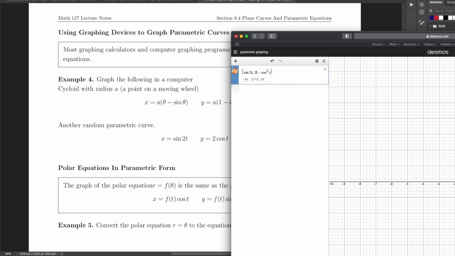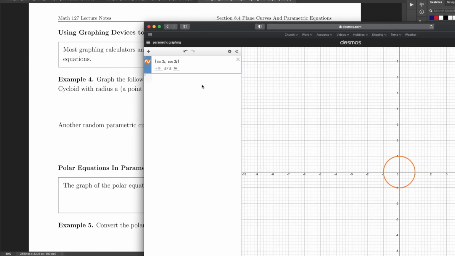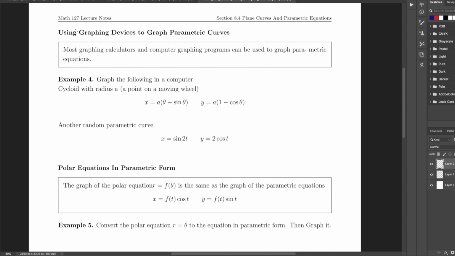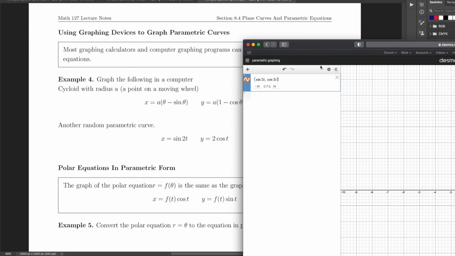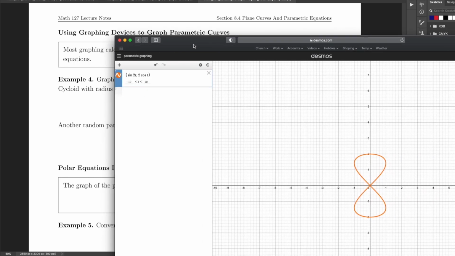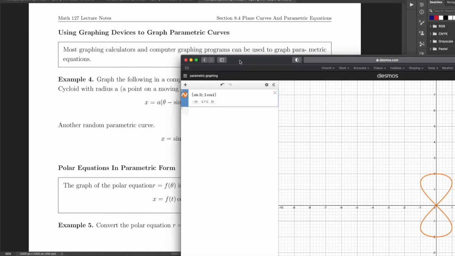So we'll have 2t and then cosine of 2t. Hold on. Alright, and I have this. Oh, this is supposed to be up front too. Cosine of t. And so we get this really weird pattern here. So here, you can use a graphing calculator to do this.